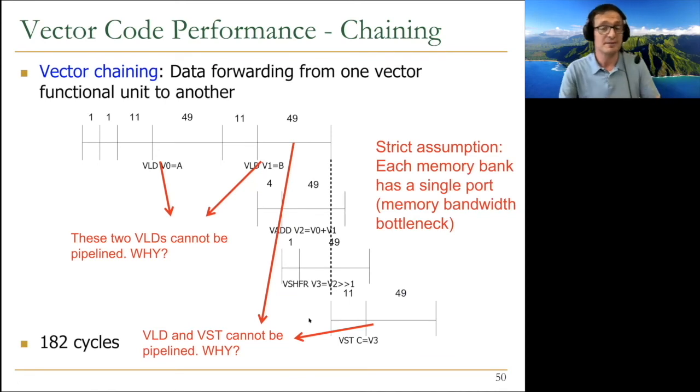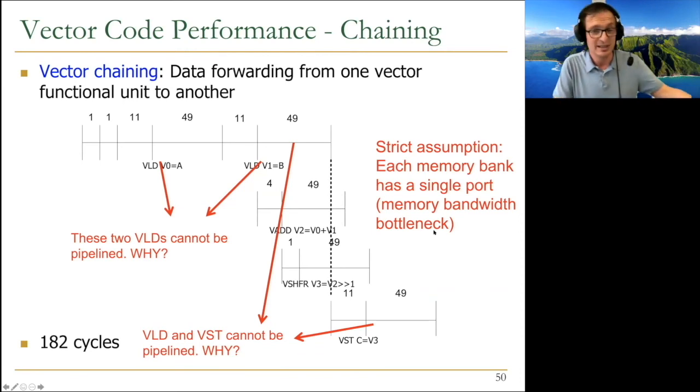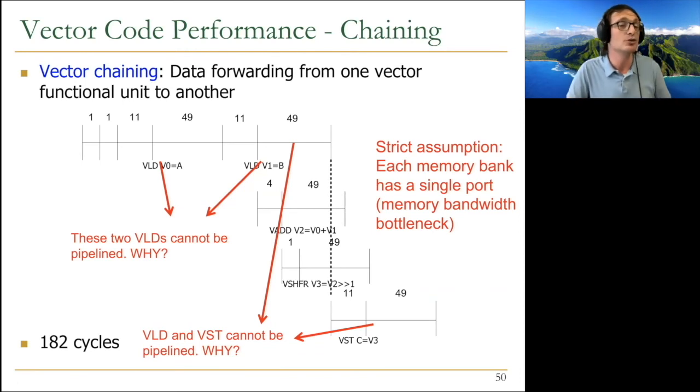Basically, the strict assumption we had was each memory bank has a single port. And this is the memory bandwidth bottleneck that we were talking about earlier. Data clashed in the same bank, so we can actually only access one bank for one address. But if we add more ports, we can use multiple addresses to access the bank so that we can get multiple data elements at the same time.